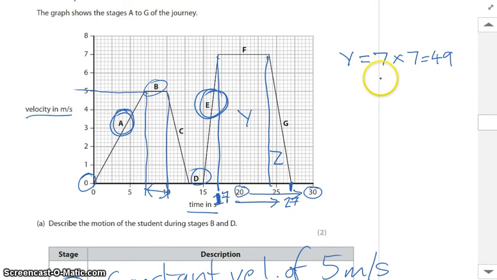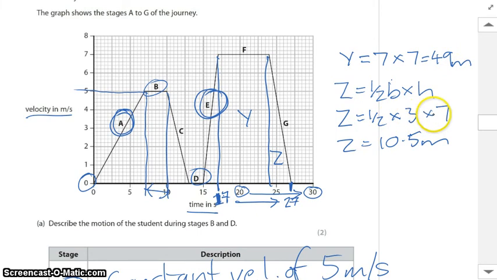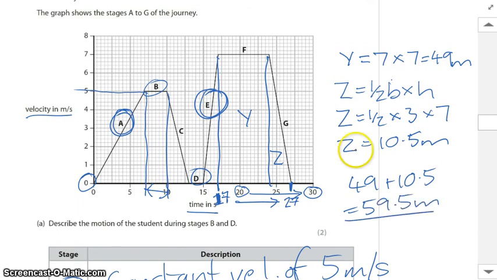And then to work out the area of Z, I'm going to use half of the base times the height, which is the formula for working out the area of a triangle. The base of the triangle is 3. Oops, lost my pen for a moment there. Let's try and get it back. Times by 3 times by 7. 3 times 7 is 21, times by half is 10.5. And then of course I've got to add this distance to this distance, so 49 plus 10.5 is equal to 59.5 meters, and that gets us 4 marks.